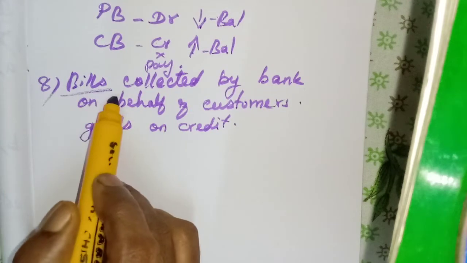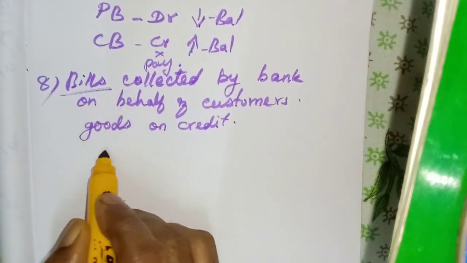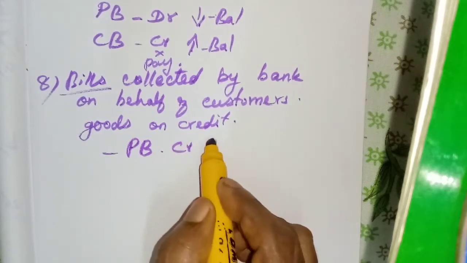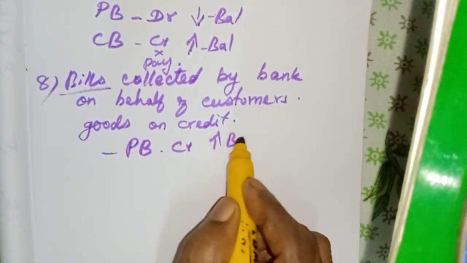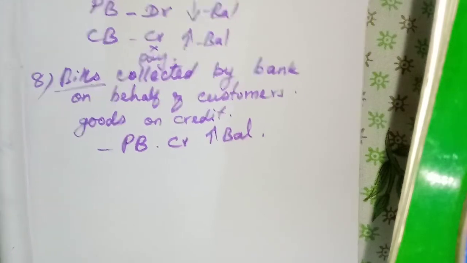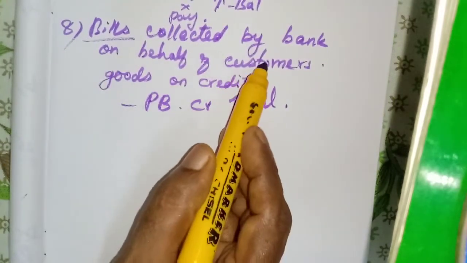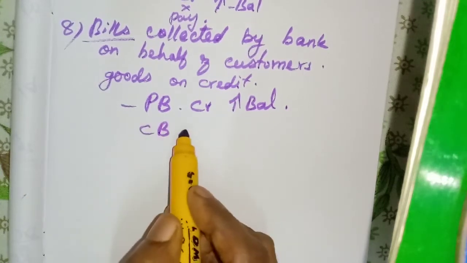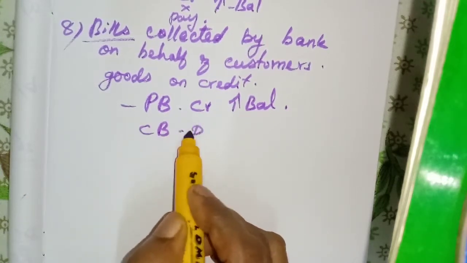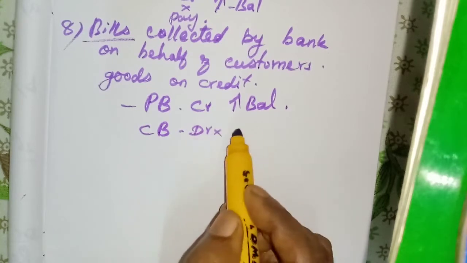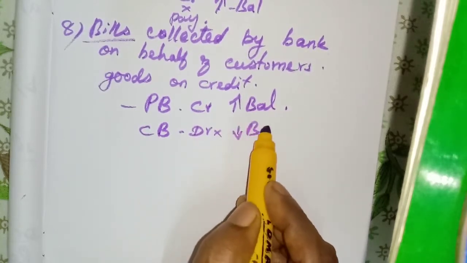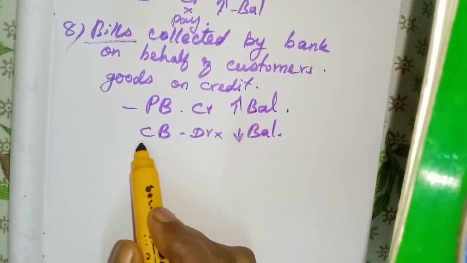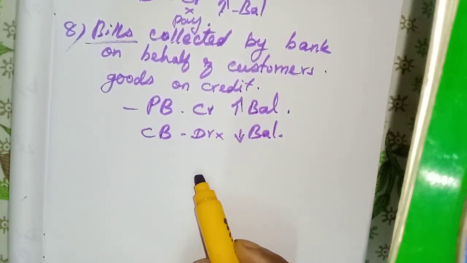So the first entry will be made in the passbook. They will credit. So it will show more balance. The balance will be more because the bills are collected by the bank. Here in the cash book we do not know. We need to debit but we have not done, so it will show less balance. That is why the difference occurs.